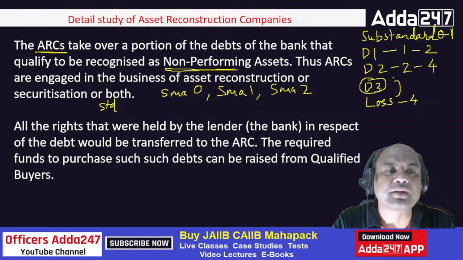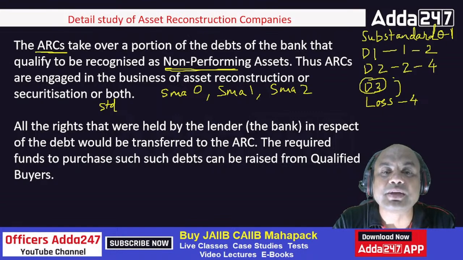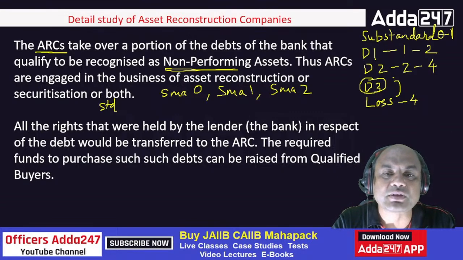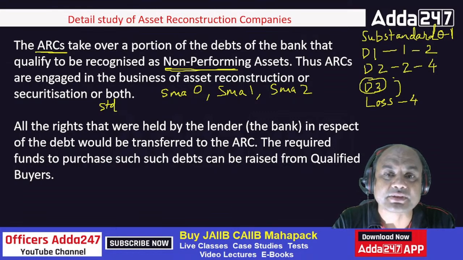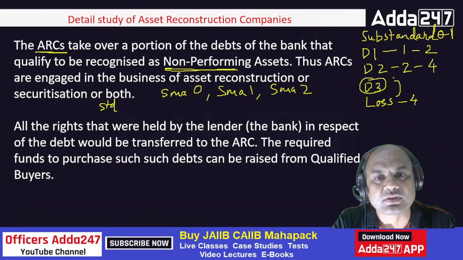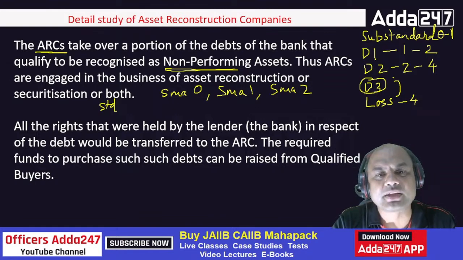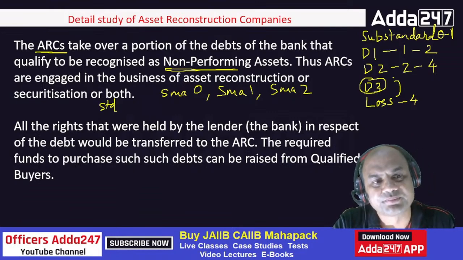So understand it. ARCs take over the position of the debts of the bank that qualify as NPAs, non-performing assets. Thus, ARCs are engaged in the business of asset reconstruction or securitization or both. So both the things are done by ARC. Asset reconstruction also, securitization also, and both. Now, what is securitization? I'll explain. We are having a separate topic on this. Okay, I'll explain in this lecture only.